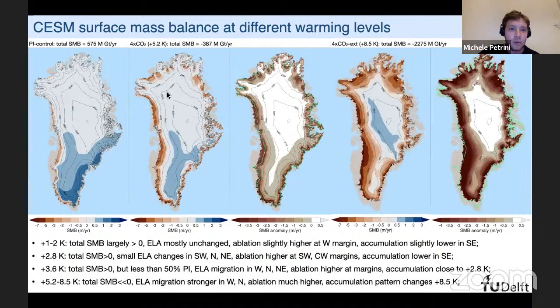These are the last two high forcings, +5.2 and +8.5. In this case, the total SMB becomes negative, largely negative for the 8.5 Kelvin. We have a stronger ELA migration and the ablation gets much higher. And also for the 8.5 Kelvin, you can see that the accumulation pattern changes.